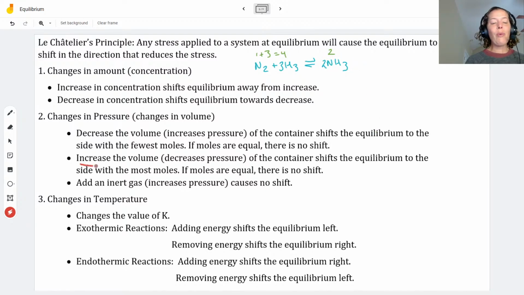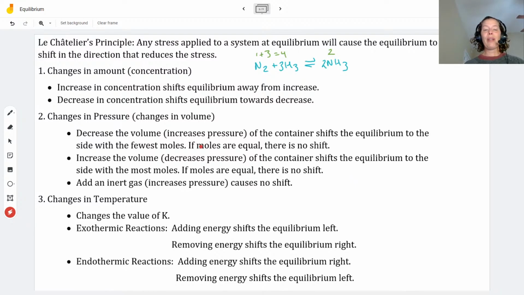Okay, so now what happens if we increase the volume? Well, the reverse is going to happen. If you increase volume, we are going to decrease pressure, and the equilibrium is going to shift to the side with the most number of moles. So in this case, if I increase the volume, which decreases the pressure, my reaction is going to shift to the reactant side because it's the largest. It has 4 moles. Again, if moles are equal, there is no shift in equilibrium.